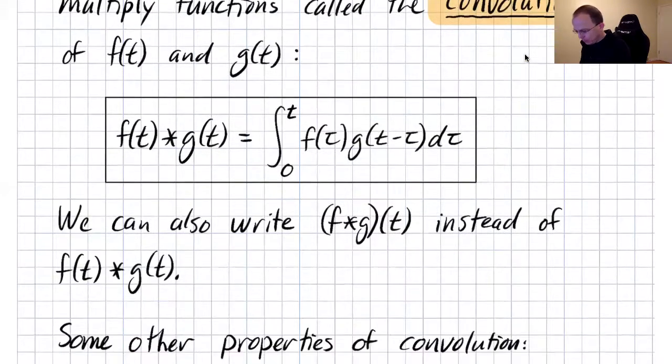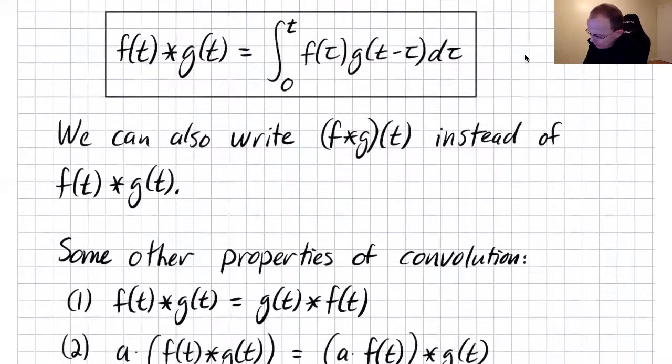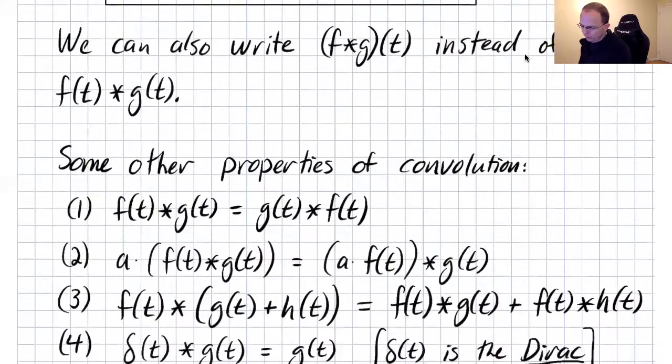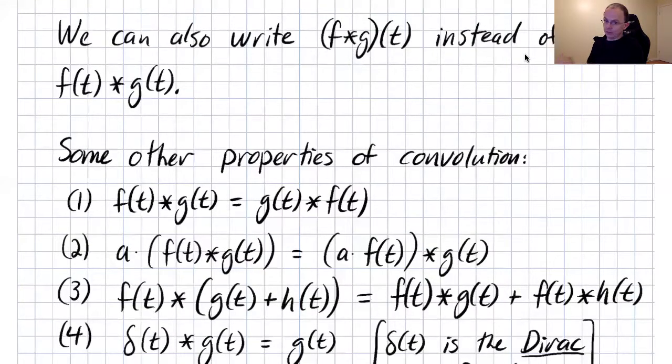Another way we often write this convolution is as f star g, to emphasize that it's a single function of t. That's the way you can think of what happens when you convolve these two functions together: you get a new function. Very similar to when you multiply two functions together, you get another function. So no surprise there.